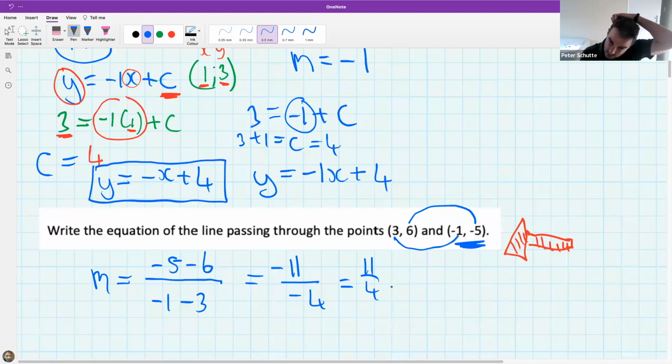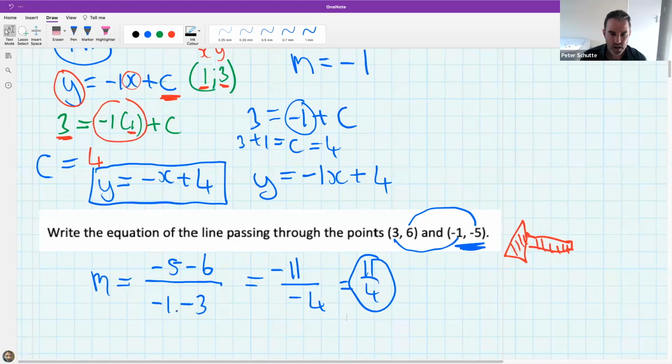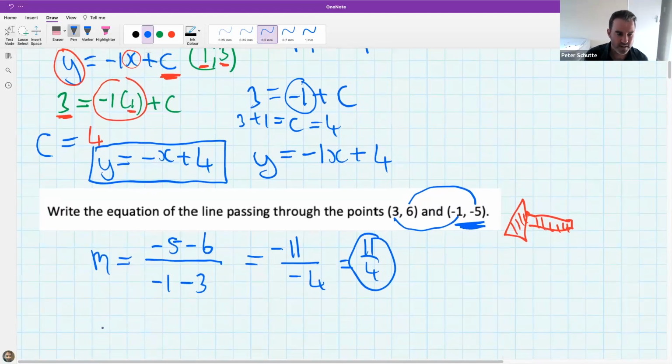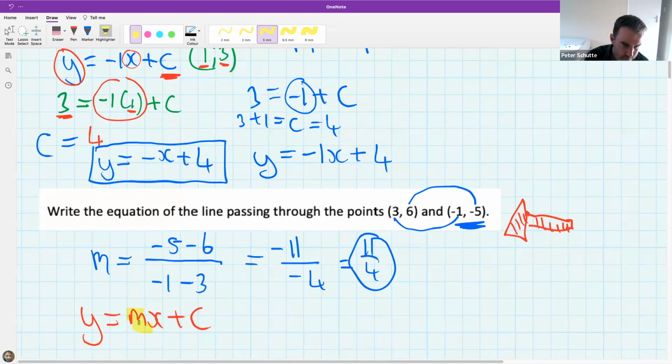Now you can change it to a mixed number, but my suggestion is leave it like this. And what I said last time was you start by writing out, the standard form of a straight line is y equals mx plus c. That's actually given on your formula sheet. Now you can sub in for that m value because you found it.